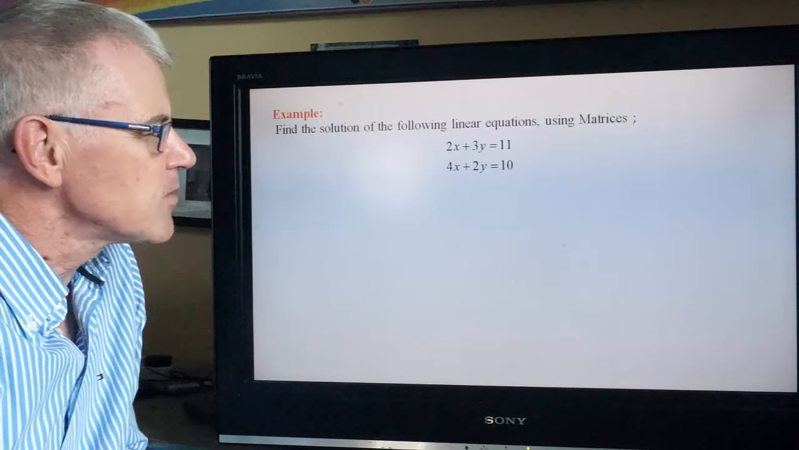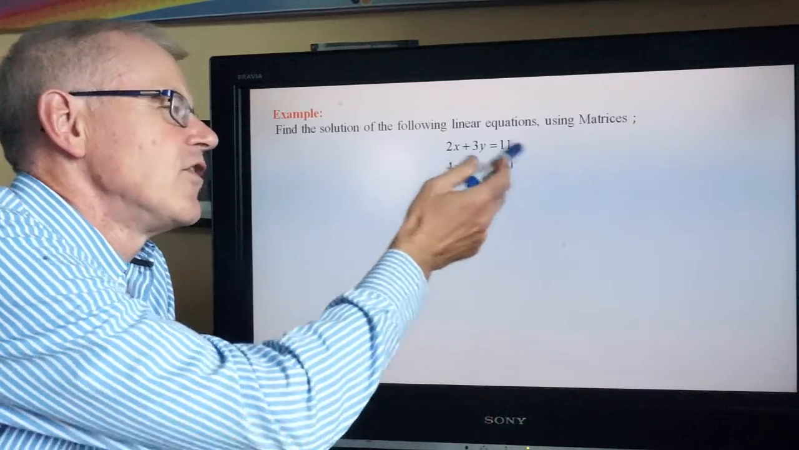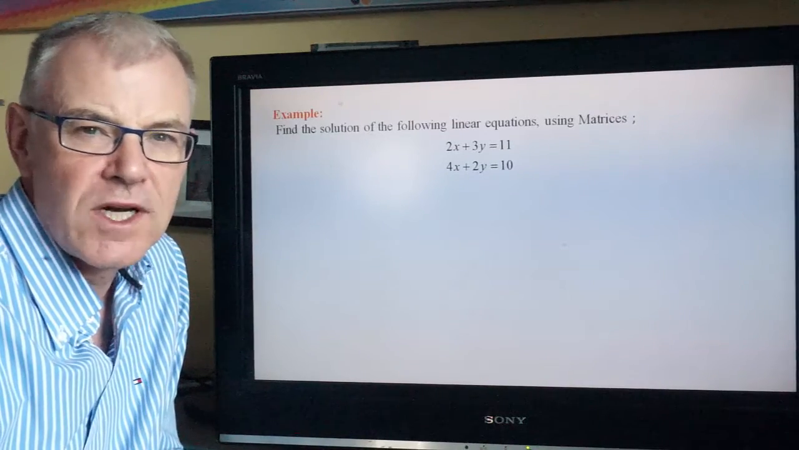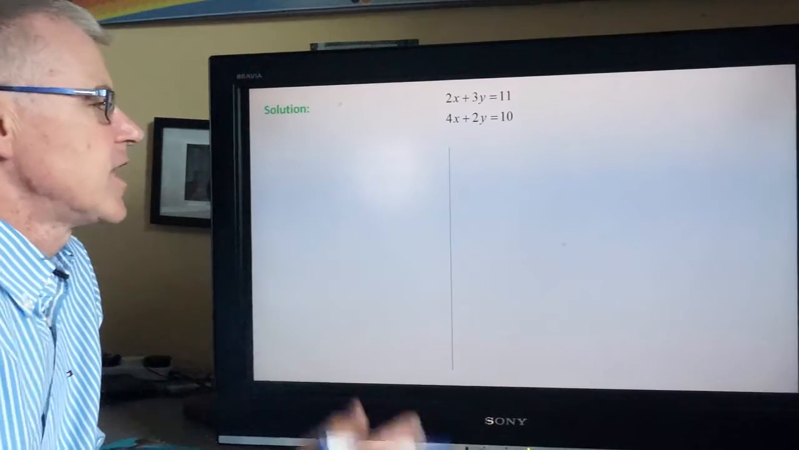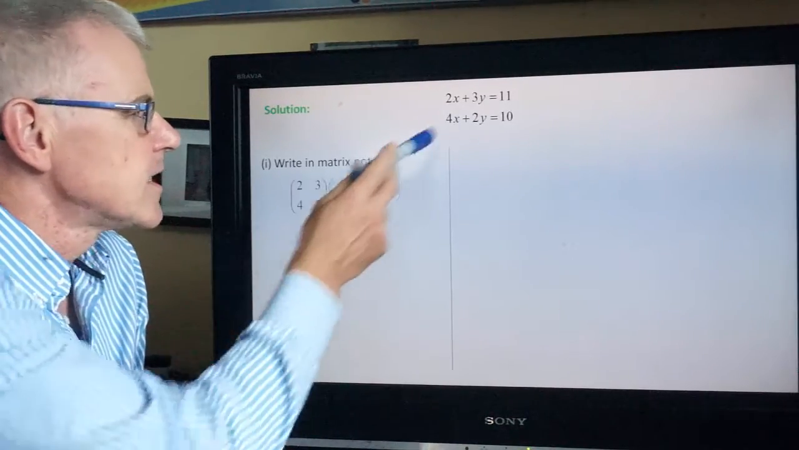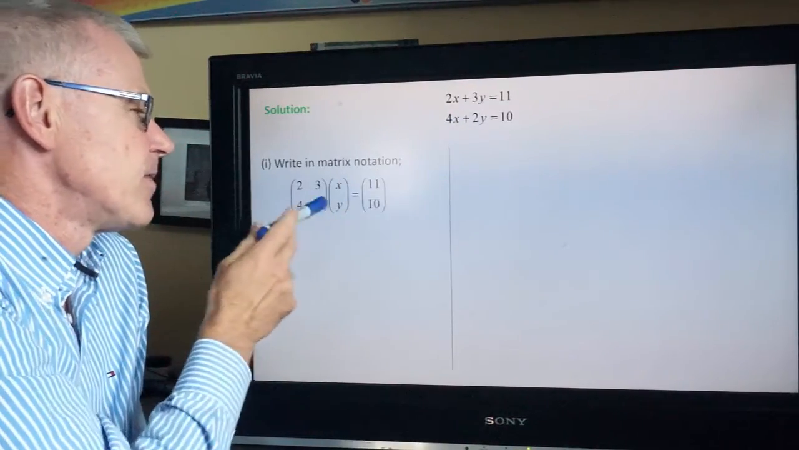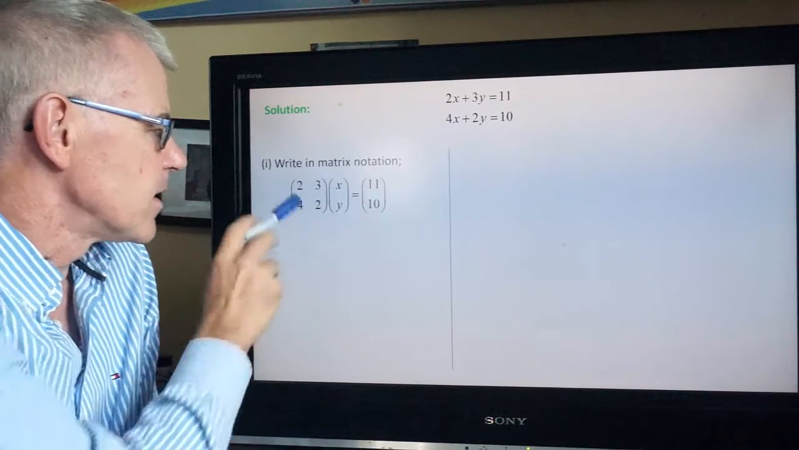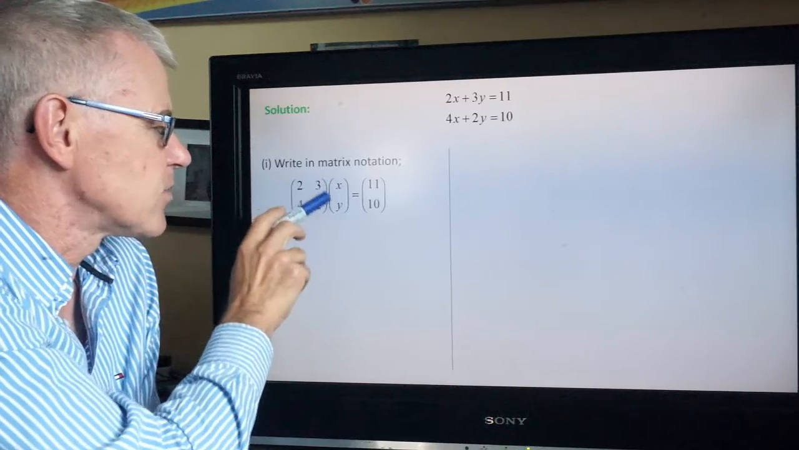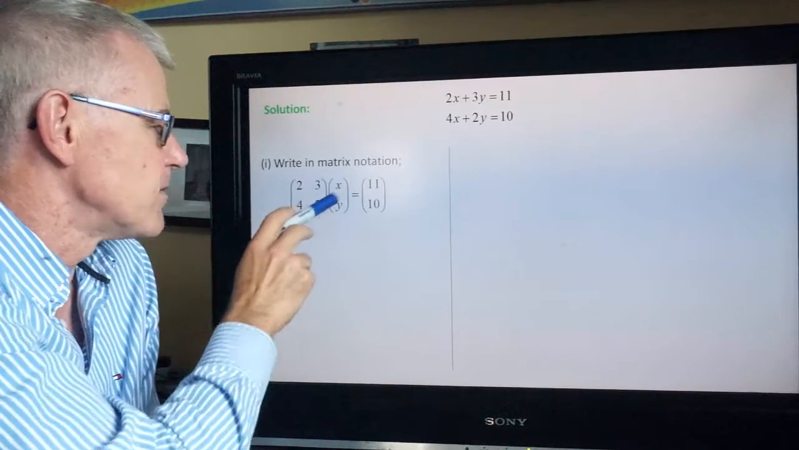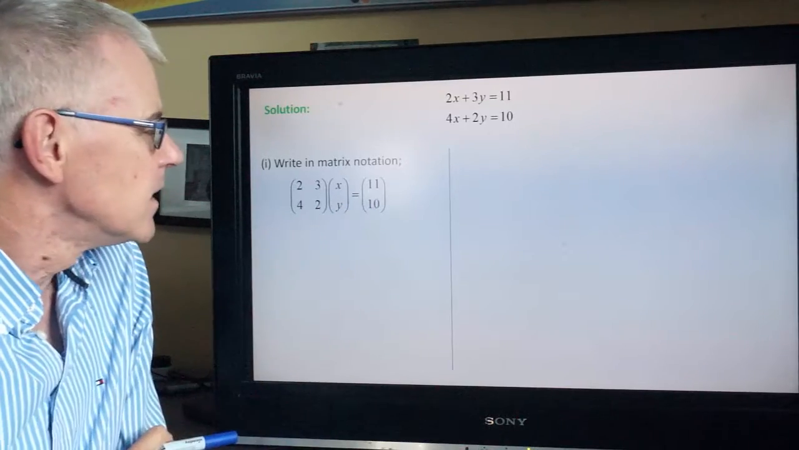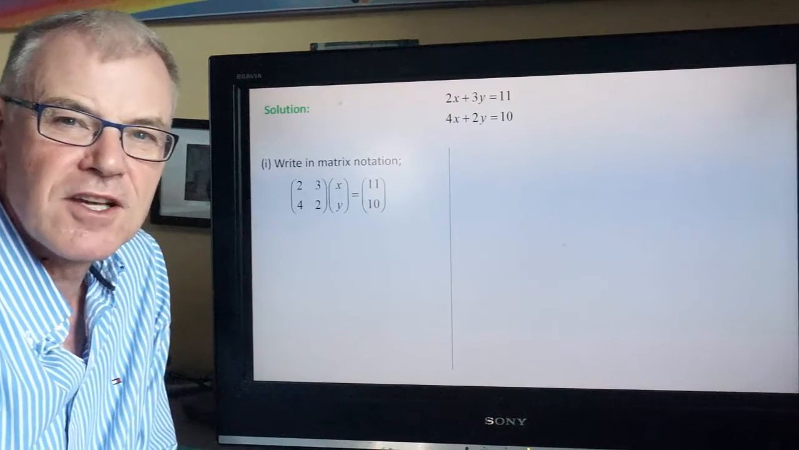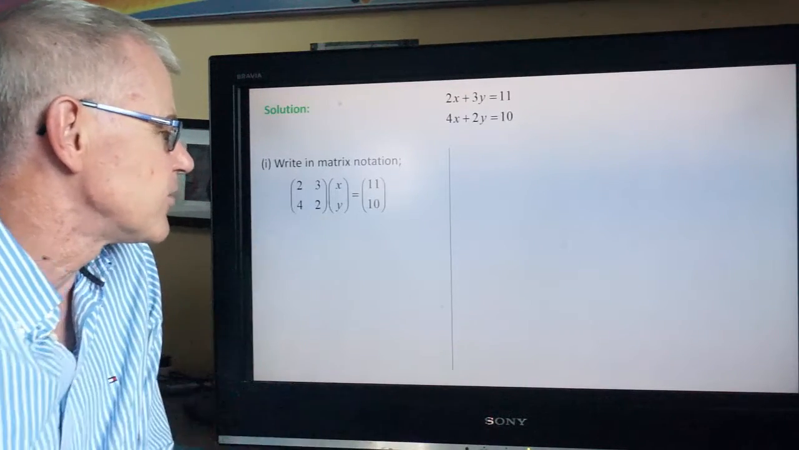So as we saw before, if we have a linear equation like this, we can take the coefficients of the x and y's and write them in matrix notation as follows. So this same equation can be written in matrix format, so the 2 by 2 matrix multiplied by (x, y) equals (11, 10). Because if we multiply that out, we get 2 times x plus 3 times y equals 11, and 4 times x plus 2 times y equals 10. Right, so to solve this, we need to multiply both sides by the inverse of this 2 by 2 matrix.